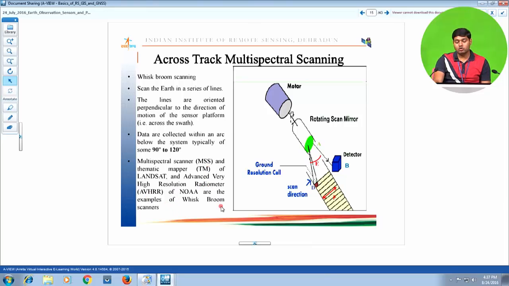Now the multispectral scanner and thematic mapper of Landsat and AVHRR of NOAA are examples of whisk broom scanners. Even the recently launched Operational Land Imager of the Landsat 8 satellite is also using this whisk broom technology. Once I tell you about the along track multispectral scanner, I'll tell you what the advantage of this whisk broom scanner is.